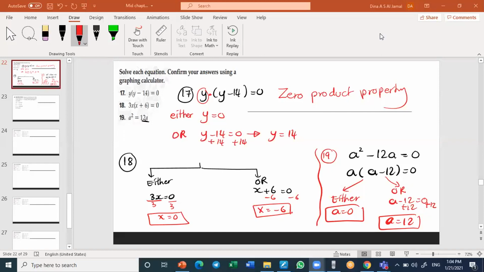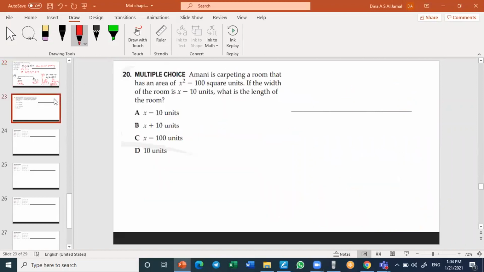So after talking about the zero product property, let's now go to the question after this, which is question 20. A man is carpeting a room that has an area of x squared minus 100. If the width will be x minus 10, so what will be your length? So again, we are having another question about the area, width, and length.